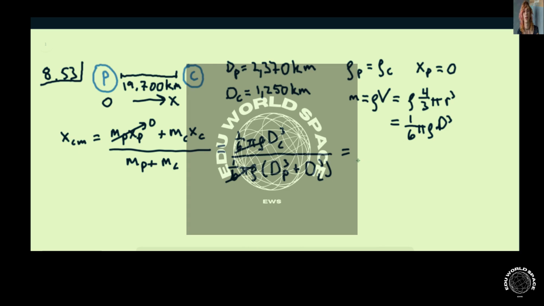Oh, almost forgot that. And you put the numbers in, and we discover that the center of mass is 2,520 kilometers. And this will be from the center of Pluto, because that's how we set up our coordinate system.